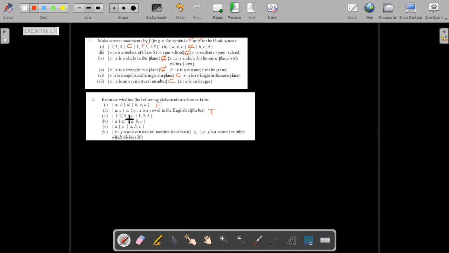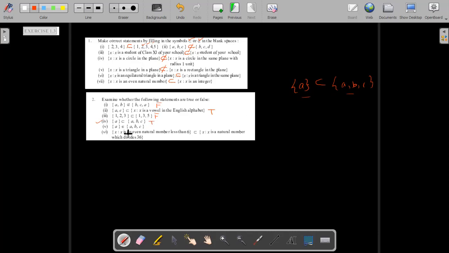1 to 3 is a subset? No, wrong. 1 to 3 is not a subset because 2 is not there. So this statement is false. Then here, this is false because A is a set. Here you can see this is very important. Here it is written set A. Set A is a subset of A, B, C. So correct. This symbol is used for subset. Yes, it is a subset of this.